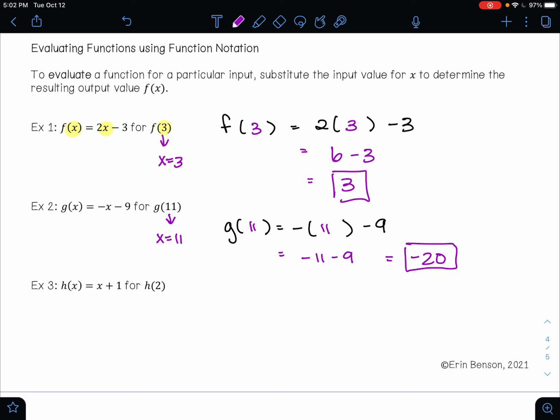Let's look at example 3. Here I have h of x equals x plus 1 for h of 2. So the 2 inside the parentheses tells me that x is 2. So that means every time I see an x in h of x, I'm going to replace that with 2. Well, 2 plus 1 is 3. So my answer is 3.